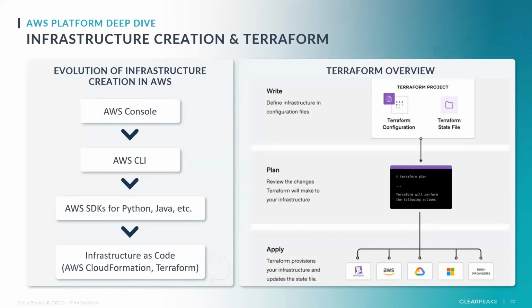Okay, so now we get into infrastructure creation. On the left we can see the evolution of how you can create infrastructure in Amazon. At the beginning you could only use the Amazon console. Later on the CLI was introduced. Then the software development kits were also ready. And finally CloudFormation and Terraform tools were in place.